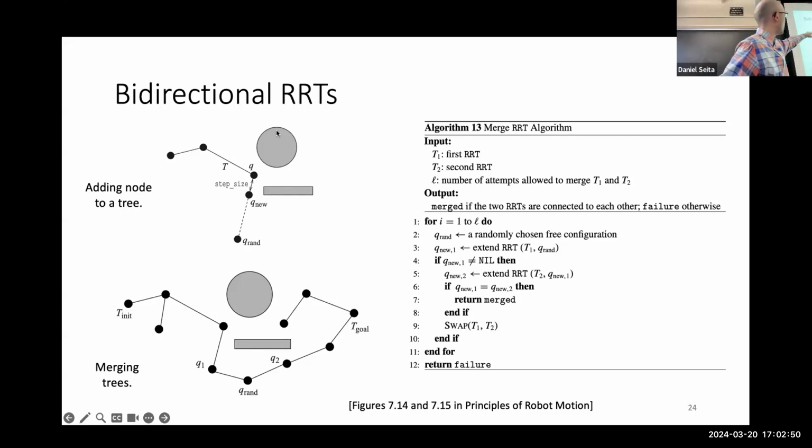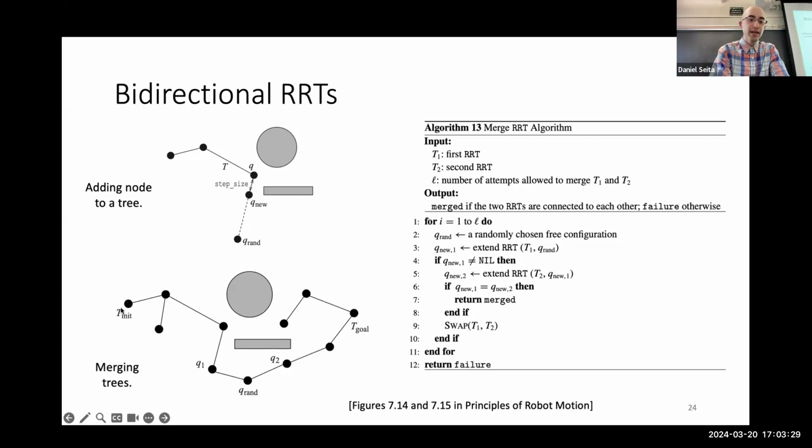So if you look at the top diagram, this is how you add a node to a tree. So you have your queue and then your randomly sampled point. So remember, the point that you sample is not what you add to the tree. You're only growing in that direction. Again, that distinction is really important for the RRT. So you have your queue and then your step size, and then you grow in that direction. And then you add it if there was a collision-free path.